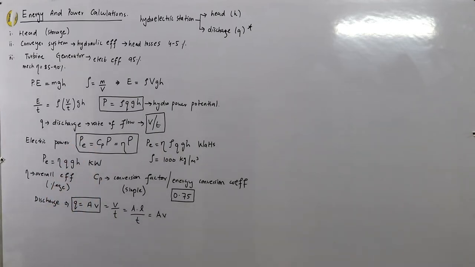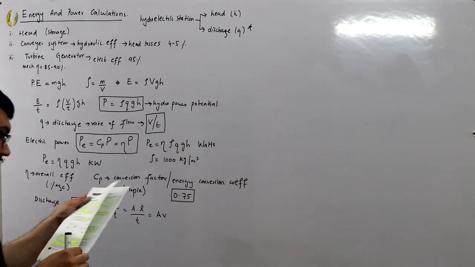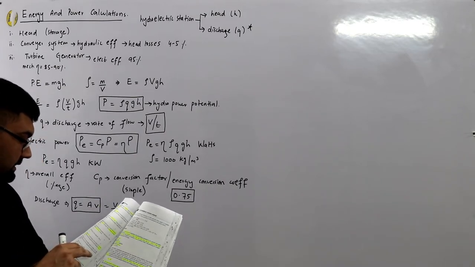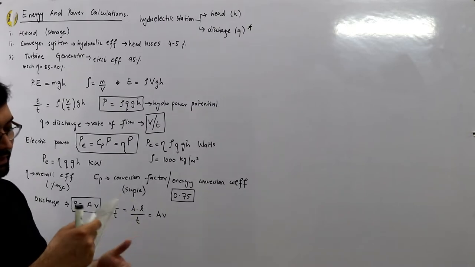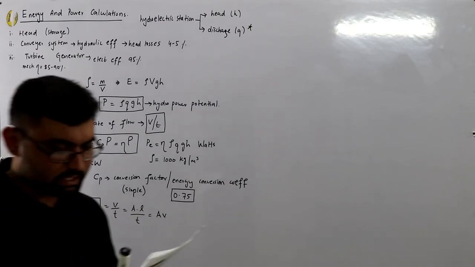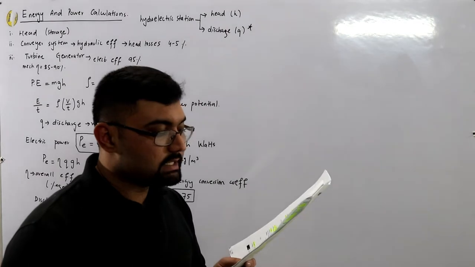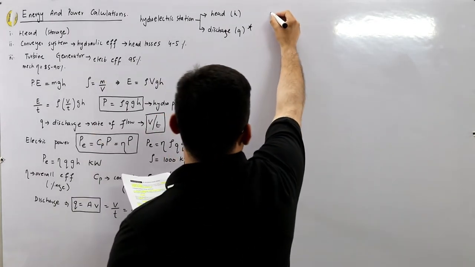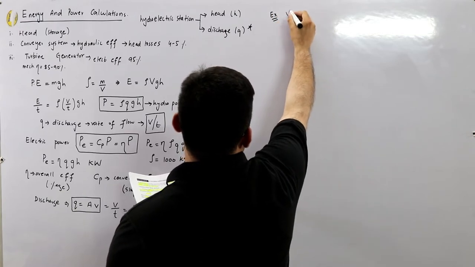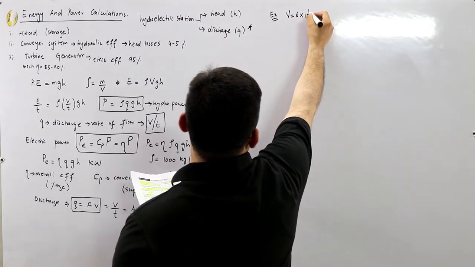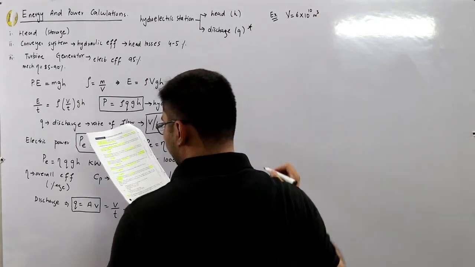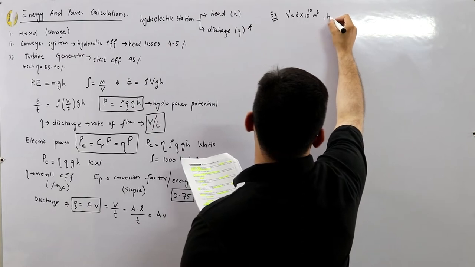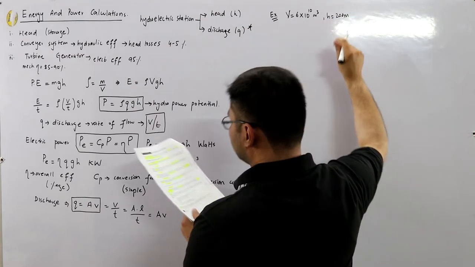Do I have any other thing to tell you? I don't think so. So let's move on to an example, a simpler example. A reservoir with a capacity of 6 into 10 to the power 10 meter cube. This is my volume, which is 6 into 10 to the power 10 meter cubes, right? With available head of 200 meters. So head is 200 meters.